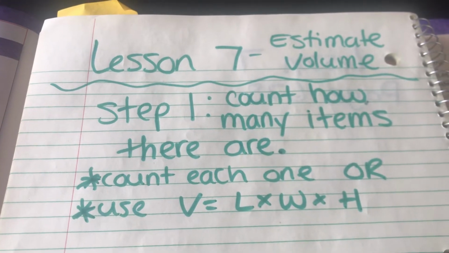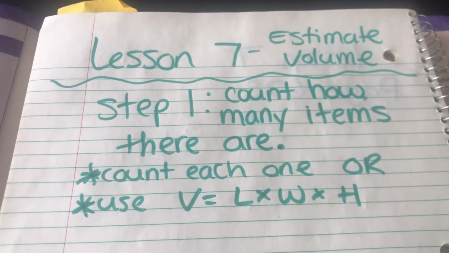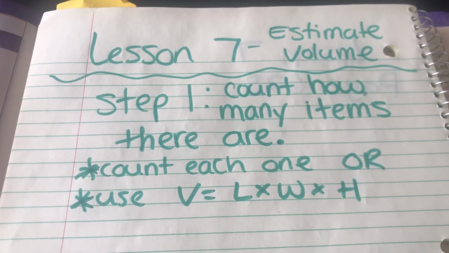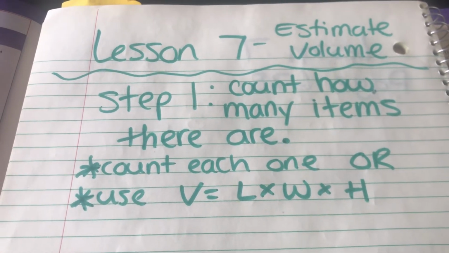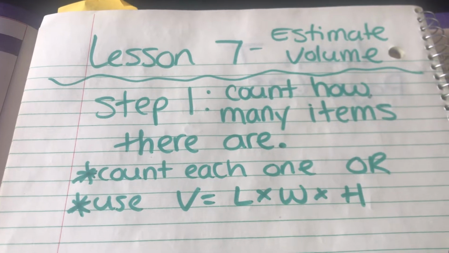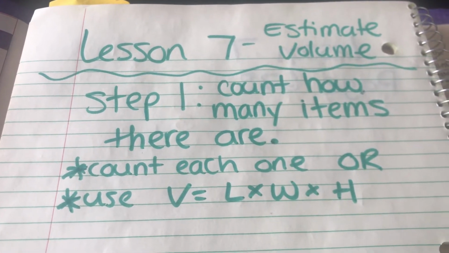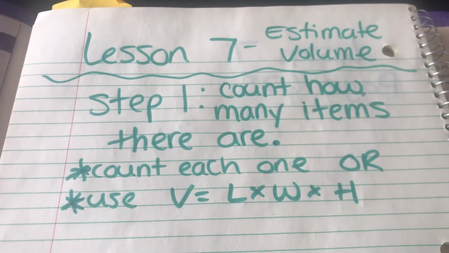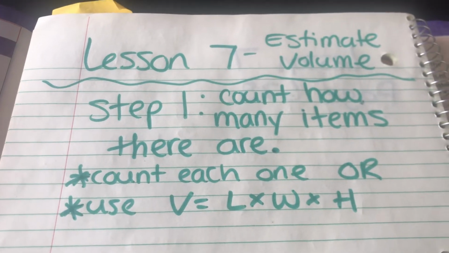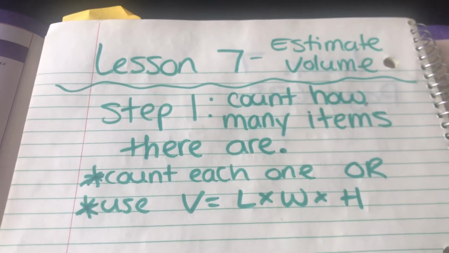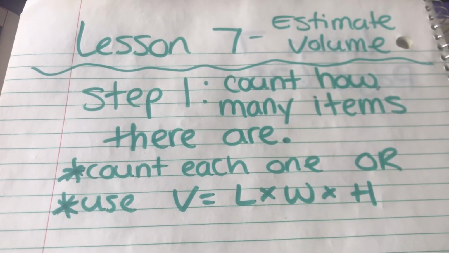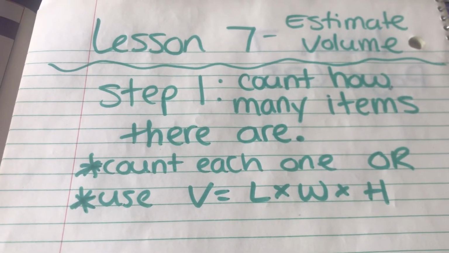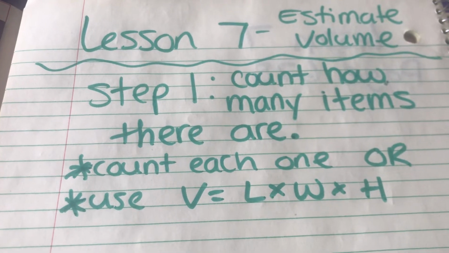Or in order to figure out how many items there are, you can use the equation volume equals length times width times height. So if you can count how many there are lengthwise, multiply it by how many there are widthwise, and then multiply however many items there are heightwise, and you can get your answer that way. So the first step of this lesson is to look at the picture and then count how many items there are. However you want to count is your choice.